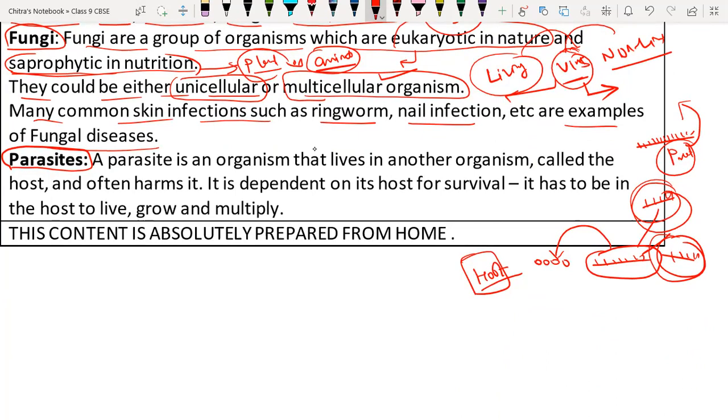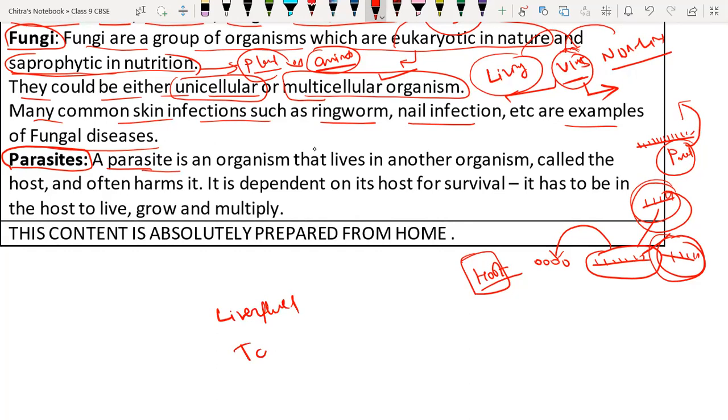So can we say all pathogens are parasites? No, we can't. Parasite means they totally depend on others for their nutrition, and such organisms are called parasites. So then only viruses are parasites, right? No, there are others too, like we discussed the liver fluke.